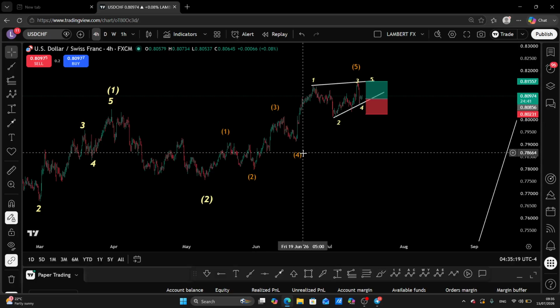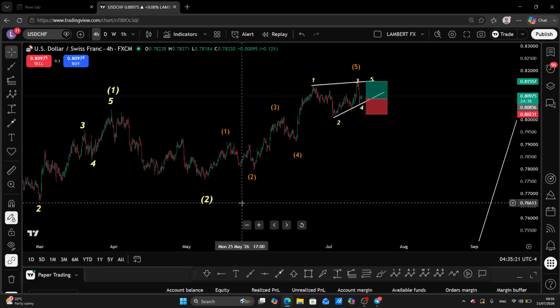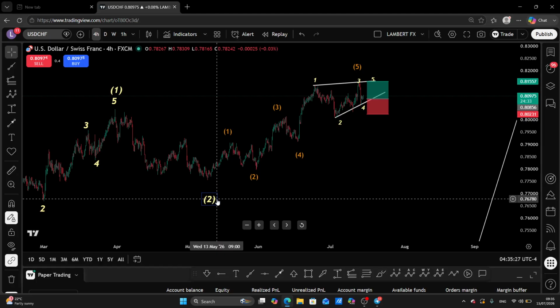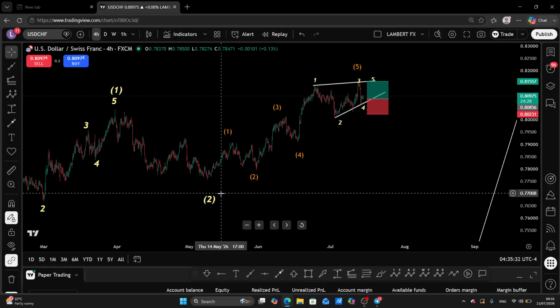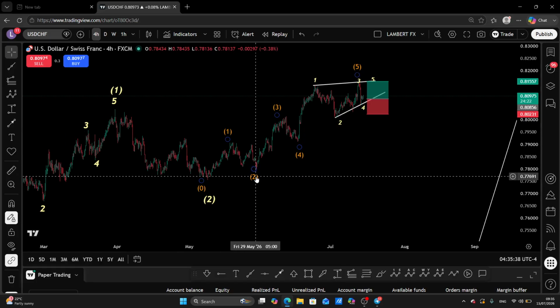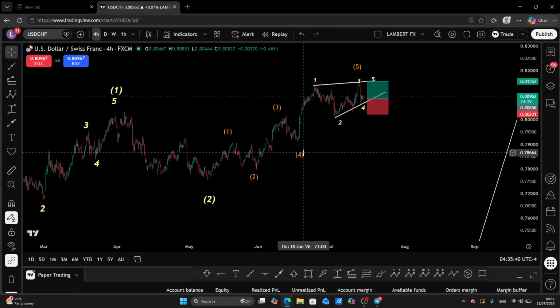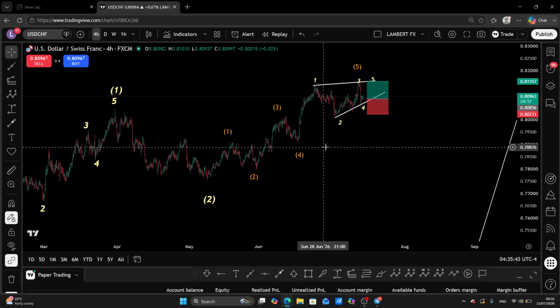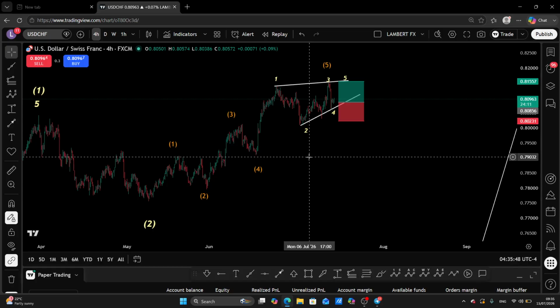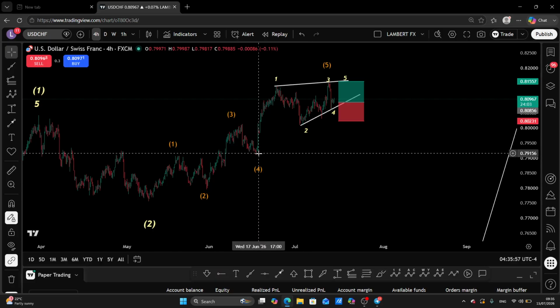Okay, so let me repeat again. So we've got our 1, we've got our 2. After the 2, we need a 1, 2, 3, 4, 5 to find the third wave. Okay, so what we have here is a 1, a 2, a 3, a 4. Yeah, and if you look at the rules of Elliott Wave, as you can see, follow the dotted line. You see the 4 did not touch where the 1 terminated. Yeah, so this is our good 4.